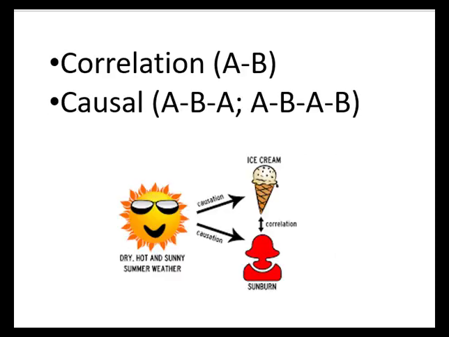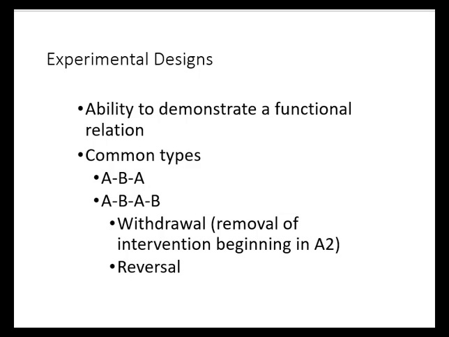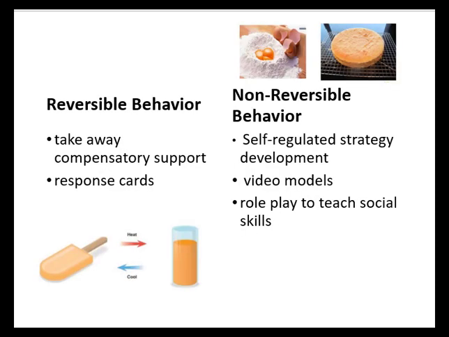In single-subject experimental design research, our main goal is to establish causal relationships. This means that correlation, or an A-B design, is insufficient. At minimum, we want 3 demonstrations of effect at 3 different points in time. Experimental designs allow us the ability to demonstrate a functional relation. Some common types of single-subject experimental design include ABA and ABAB, hence our focus on withdrawal and reversal designs.